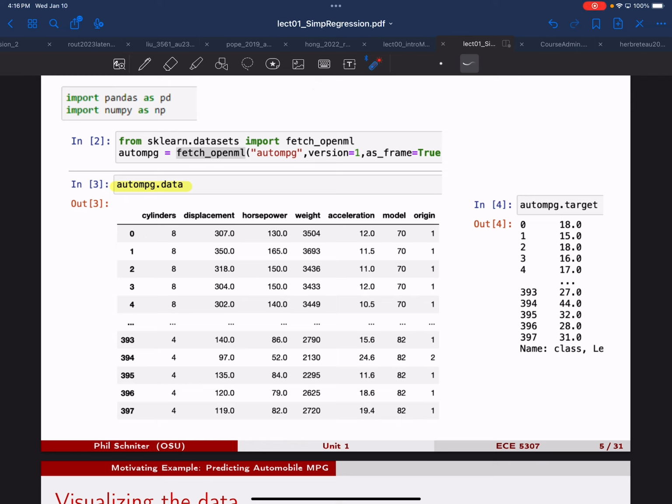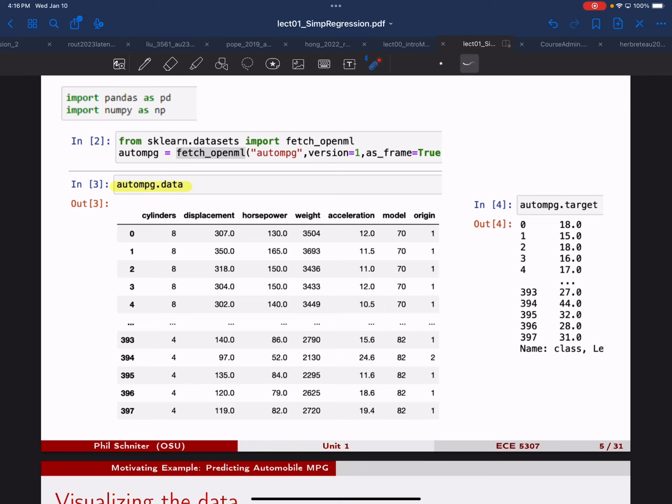And so here, sklearn is the library in Python that has most of the basic machine learning functions and stuff in it. And so it turns out that we can, in the sort of subdirectory of sklearn called datasets, we can find this fetch openml function, and that is one that we will often use to load data.